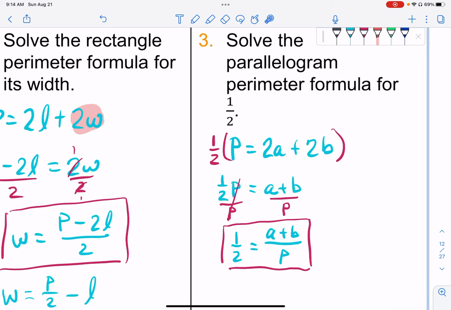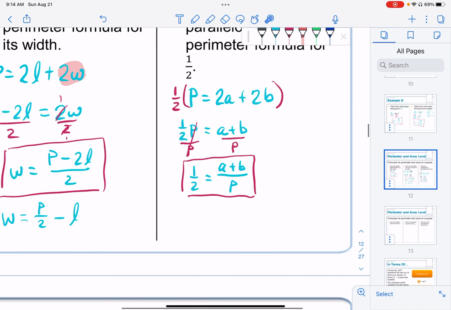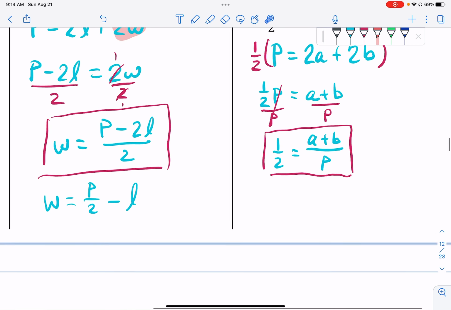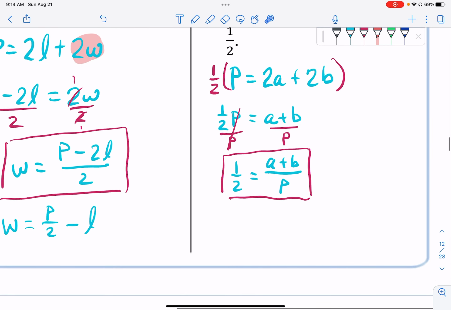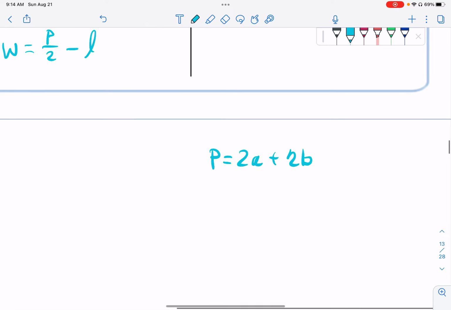Okay, this isn't the only way to do this. Let me show you another way. Let me add a little extra page here, and then I'm going to show you an alternative method. So I'm going to write my equation down again for my perimeter. Okay, so this time I'm going to factor out the 2.